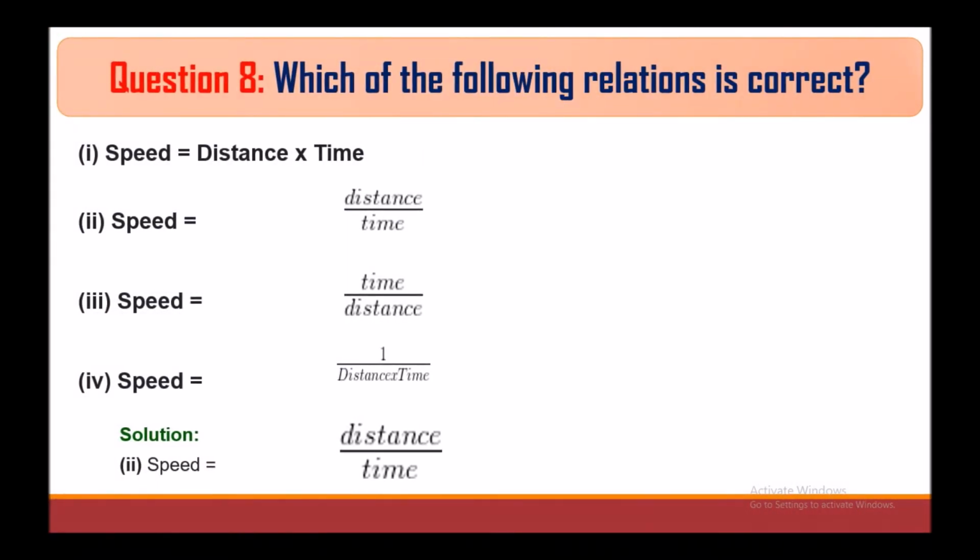Question 8. Which of the following relations is correct? Speed equals distance into time. Speed equals distance upon time. Speed equals time upon distance. Speed equals 1 upon distance into time. So the right formula is speed equals distance upon time.